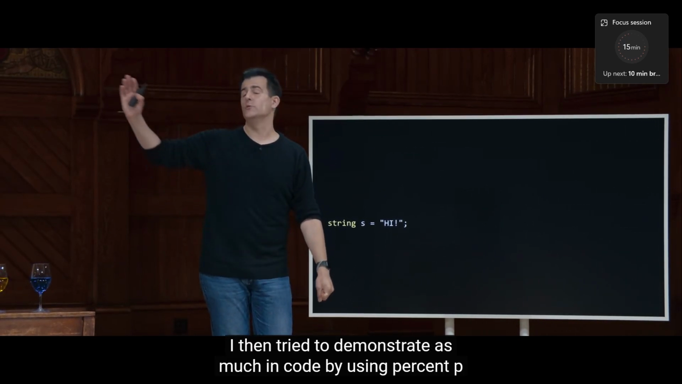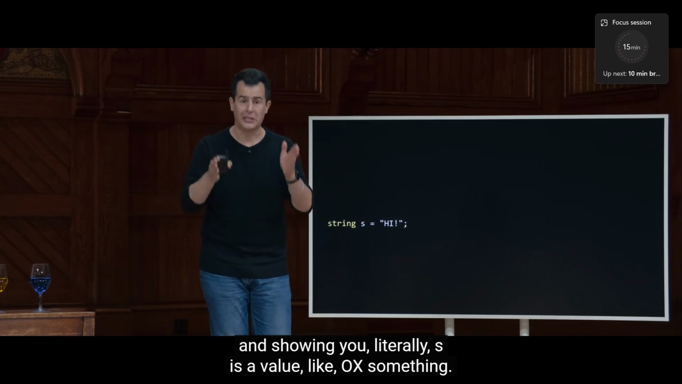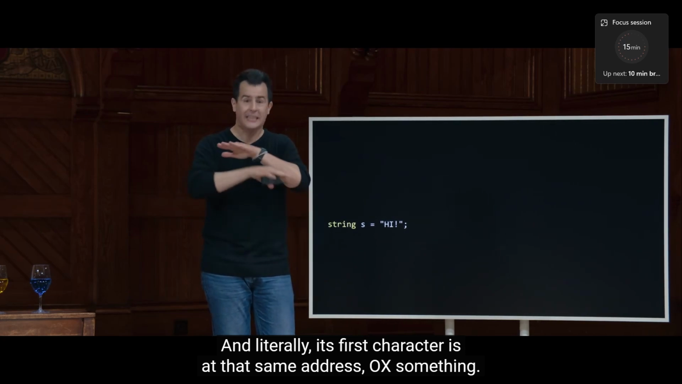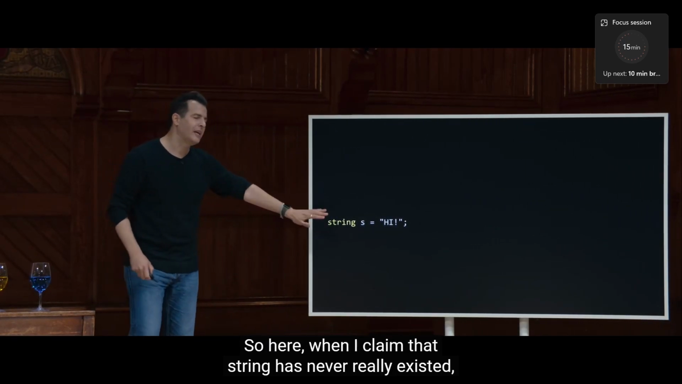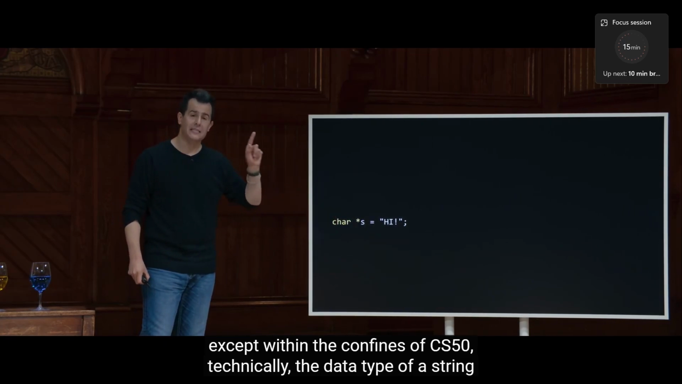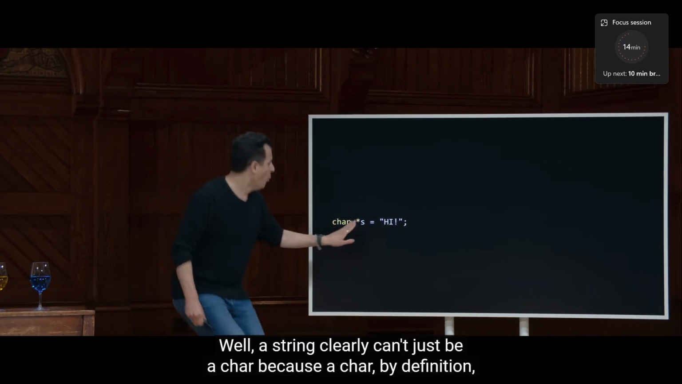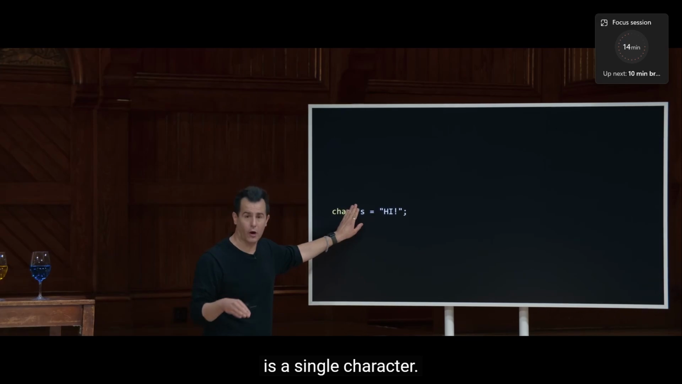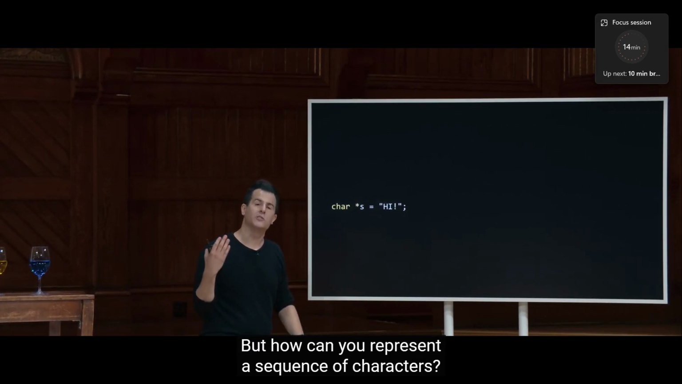I then tried to demonstrate as much in code by using %p and showing you literally s is a value like 0x something. And literally its first character is at that same address, 0x something. So when I claim that string has never really existed except within the confines of CS50, technically the data type of a string is best expressed as char star. Why? Well, a string clearly can't just be a char, because a char by definition is a single character. A string, we already know, is a sequence of characters. But how can you represent a sequence of characters?